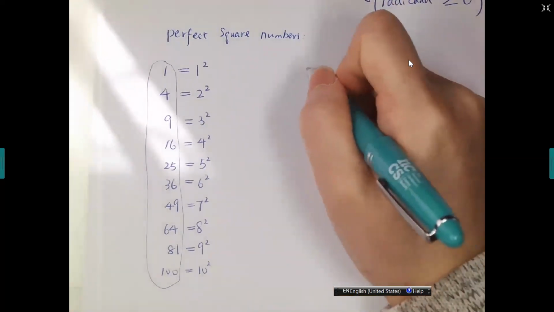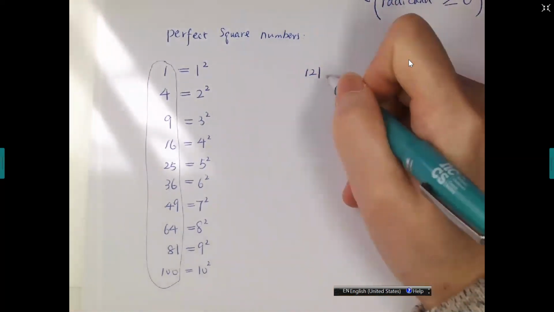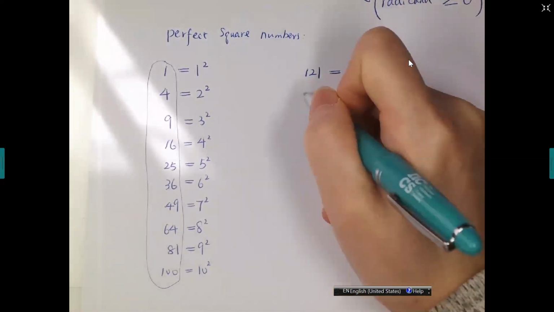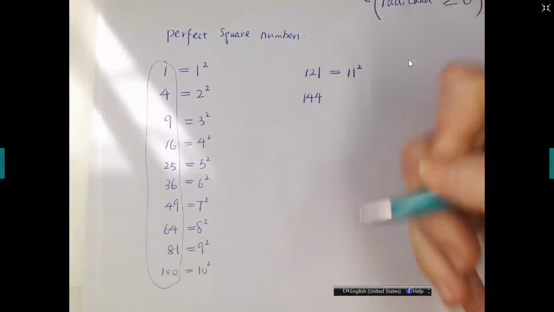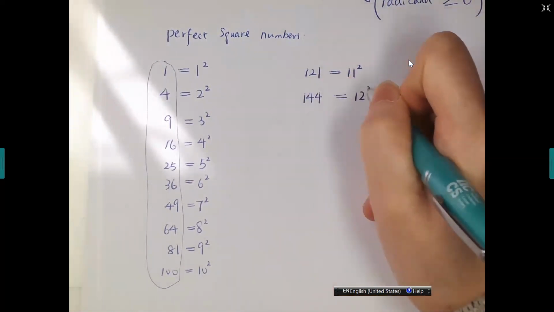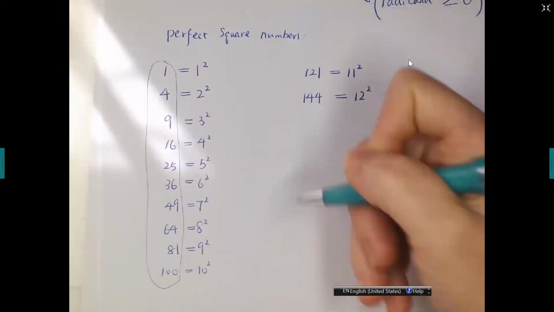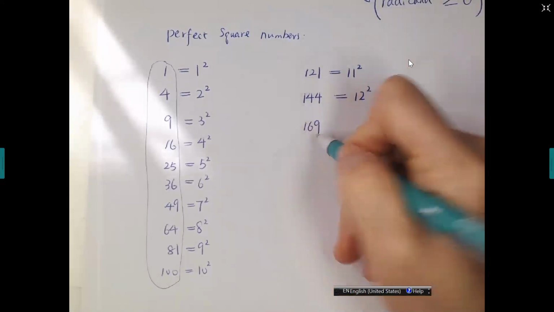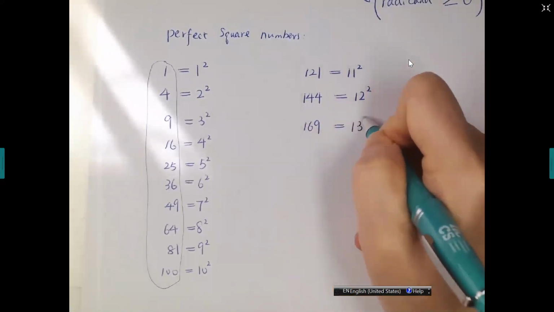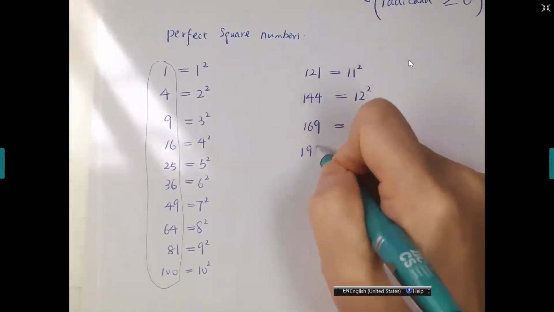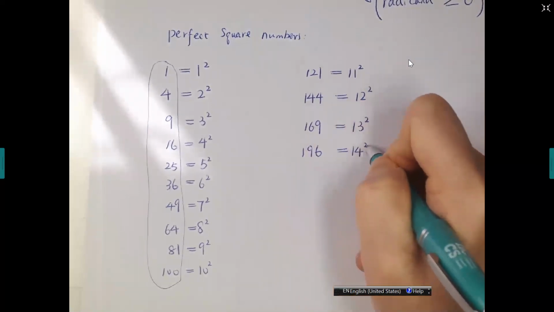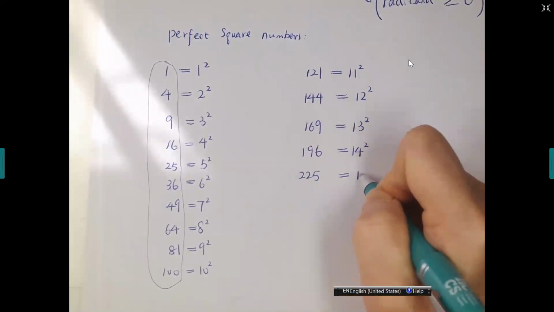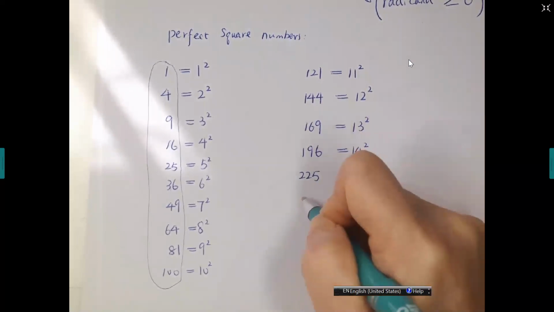When you see this number, 121, you should recognize this 121 equals 11 squared. And when you see the number 144, you remember 144 equals 12 squared. And if you see the number 169, that equals 13 squared. When you see 196, I hope you know it equals 14 squared. When you see 225, you know it equals 15 squared.